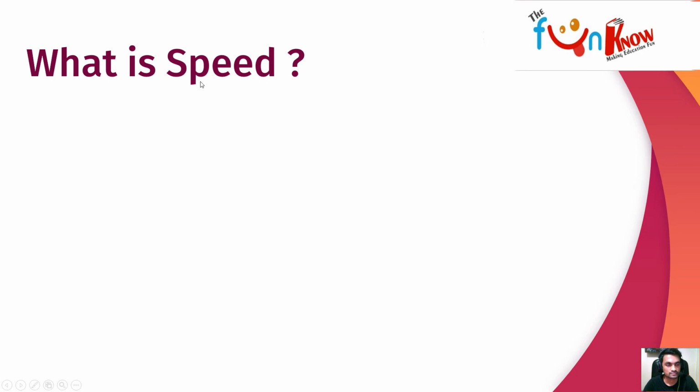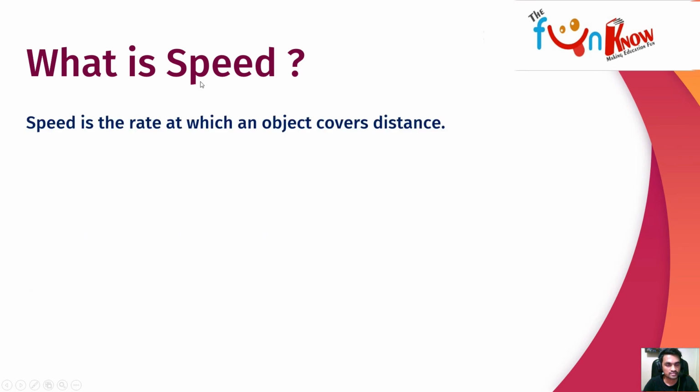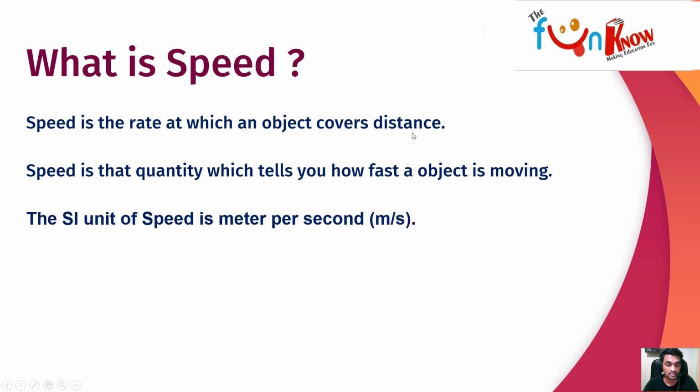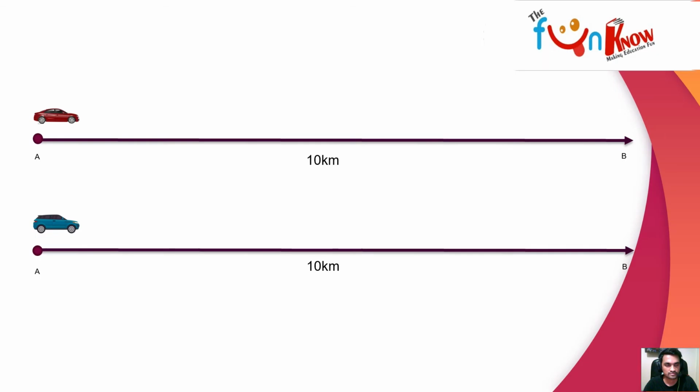What is speed? Speed is the rate at which an object covers distance. Speed is that quantity which tells you how fast an object is moving. The SI unit of speed is meter per second.